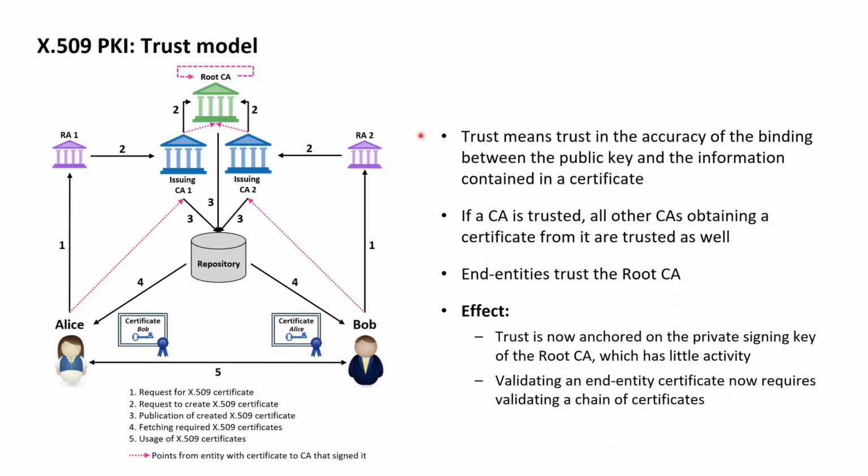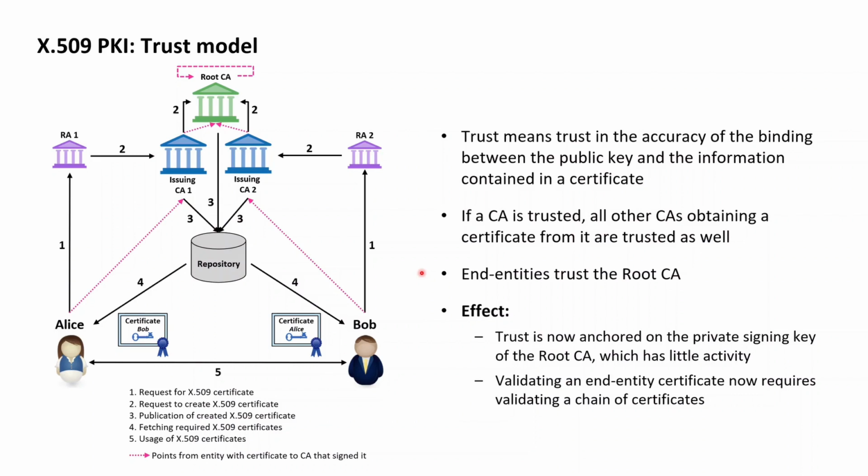Now, very interestingly, trust within X.509 PKIs is transitive, meaning that if a CA is trusted, all other CAs that are certified by this initially trusted CA are trusted as well. If end entities now trust the root CA, then by virtue of the transitive trust model, the trust will range across the whole PKI, starting from the root CA, with the trust then extended to the issuing CAs certified by the root CA, and finally extended all the way down to the certificates issued by the issuing CAs.